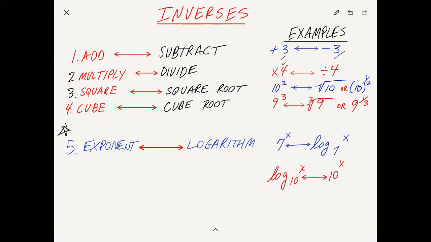Now, these next few sometimes confuse students. The inverse of squaring something is taking the square root of that something, and the inverse of square rooting something is squaring it. The example I have here is 10 squared. The inverse of squaring 10 is to take the square root of 10. You'll also notice I have 10 to the 1/2 power because these are basically the same thing: the square root of 10 is the same as 10 to the 1/2 power.